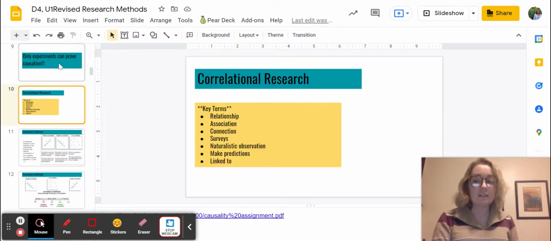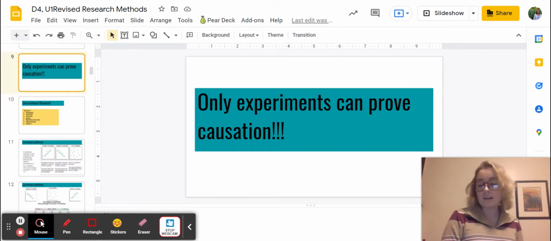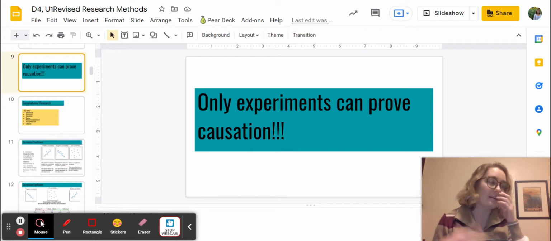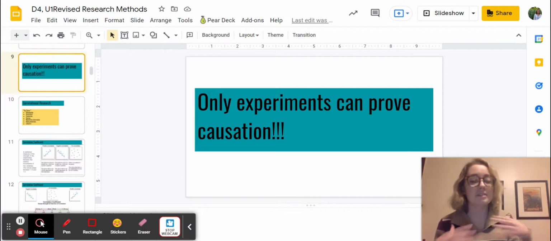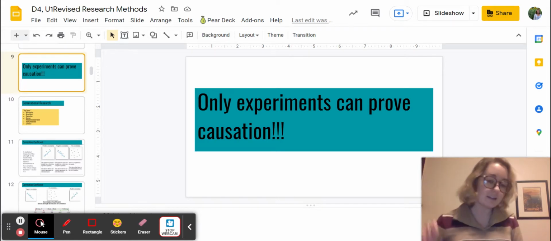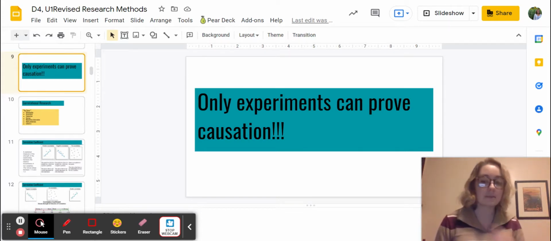Another thing to note, and just remember forever and ever, a top 10 thing to know in research methods: only an experiment can prove causation. So if you see a test question that says so-and-so conducted a survey and looked at these things, and then the researcher said that this proves this, or this causes this, you can say no, that was a flaw, because they didn't conduct an experiment, so they cannot prove causation. Only a laboratory experiment in which you control all the variables can prove causation.